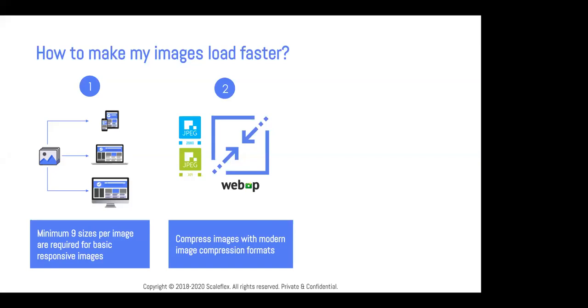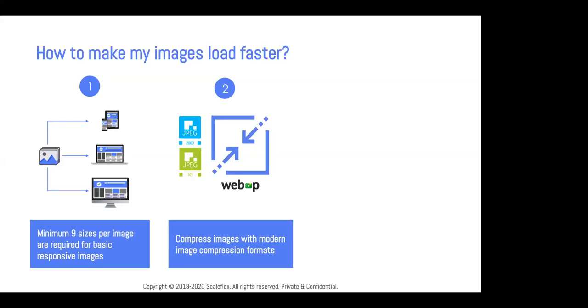Because JPEG is not necessarily optimized for web delivery. It's great for sending images by email or on a USB stick, but it's not the best for web delivery. This is why, for example, Google has come up with WebP, a modern compression format for the web, which allows up to 30 to 40% size reduction of your images.